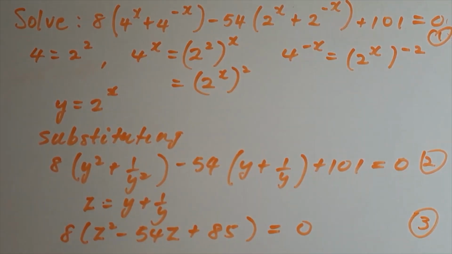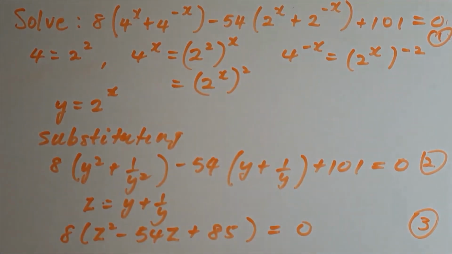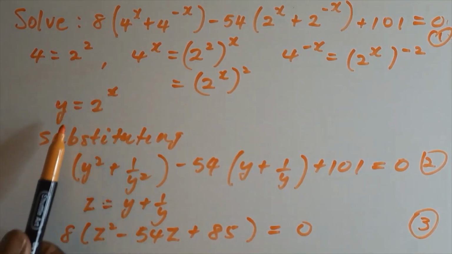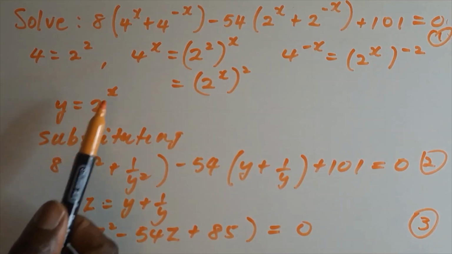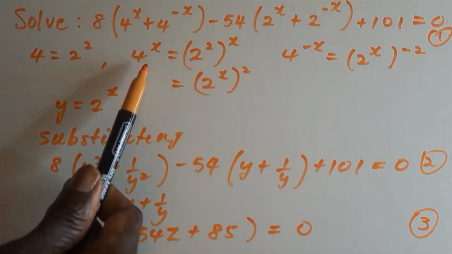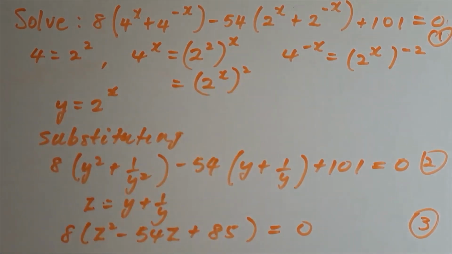Now this is part 1 of the problem. I'll be doing 2 other parts in 2 separate videos. Just to recap what we've done, we start off here with the original equation, and I've showed you here how I arrived at the substitution y is equal to 2 raised to the power of x, simply because we can write 4 to the x as 2 to the x raised to 2, all squared, and 4 to the minus x written as 2 to the x raised to the minus 2.